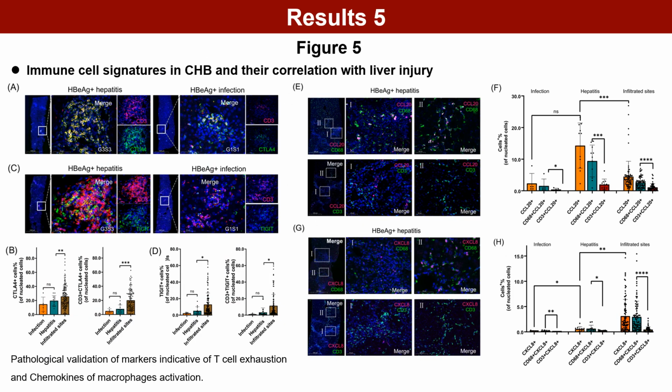Result 5. We introduced a series of liver slides with CHB in 2 clinical groups, 12 patients with the antigen-positive hepatitis and 5 patients with the antigen-positive infection. Double immune staining of CTLA-4 and TIGIT with CD3, respectively, were performed on these slides. CTLA-4 and TIGIT were shown co-localized with CD3 at the inflammatory site from Figure 5a to d.